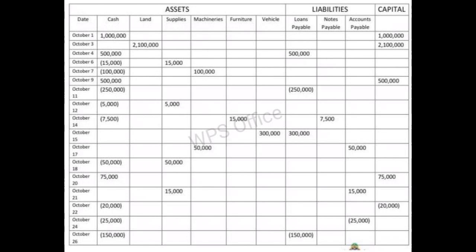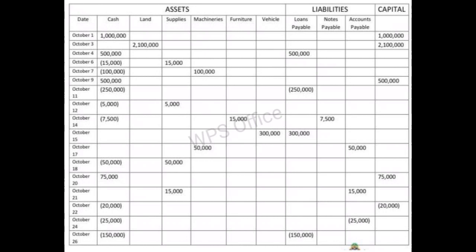So we can see the 250,000 under the cash negative and also under the loans payable, which is also negative. So on October 12, purchased additional supplies worth 5,000. So we can see the negative 5,000 under the cash and the 5,000 under the supplies. On October 14, purchased furniture worth 15,000, paid half of it in cash, and issued a promissory note for the balance. So we can see here on October 14, the 15,000 under the furniture, the 7,500 negative under the cash, and the 7,500 under the notes payable.